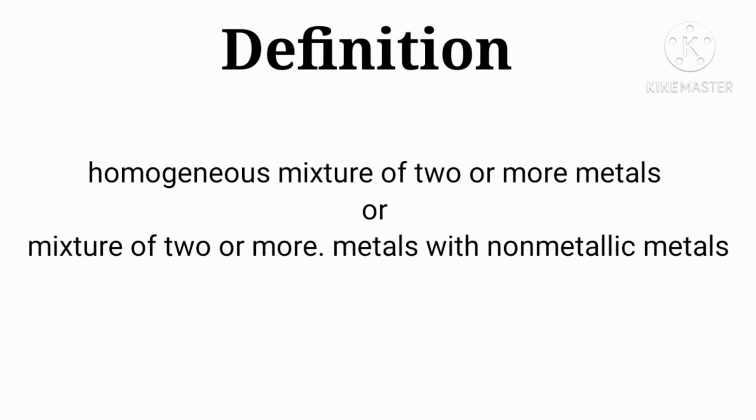In this video, we are going to discuss alloys. Number 1, what is the definition of an alloy? The definition of an alloy is that it is a homogeneous mixture of two or more metals, or a mixture of two or more metals with non-metallic elements.